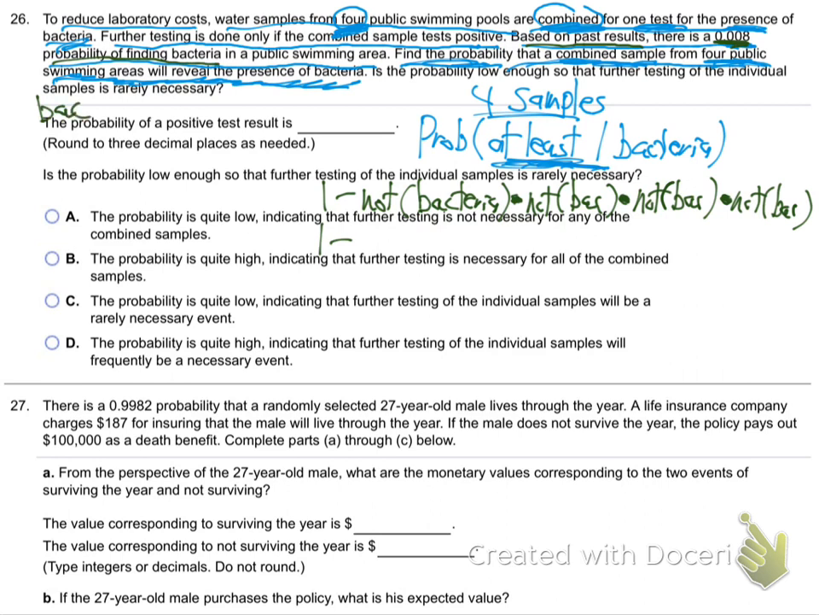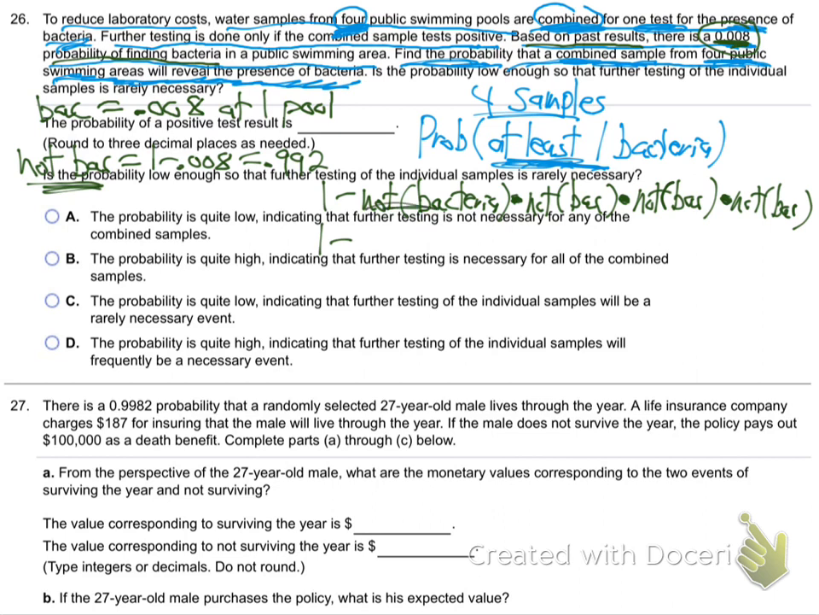So bacteria is 0.008. Is that what it was? Oh yeah, 0.008. So at any one pool, if you go to one swimming pool, you have a 0.008 chance of finding bacteria there. So what's the chance of not finding bacteria at one pool? 1 minus that, which will be 0.992. That's the chance of not finding bacteria at any one pool.